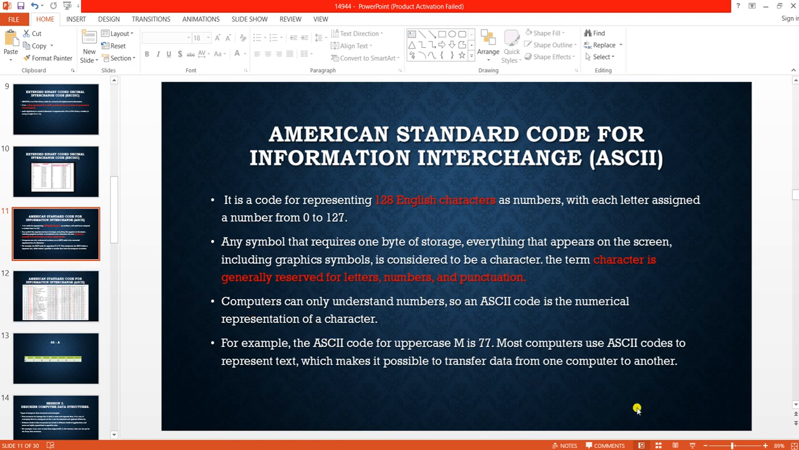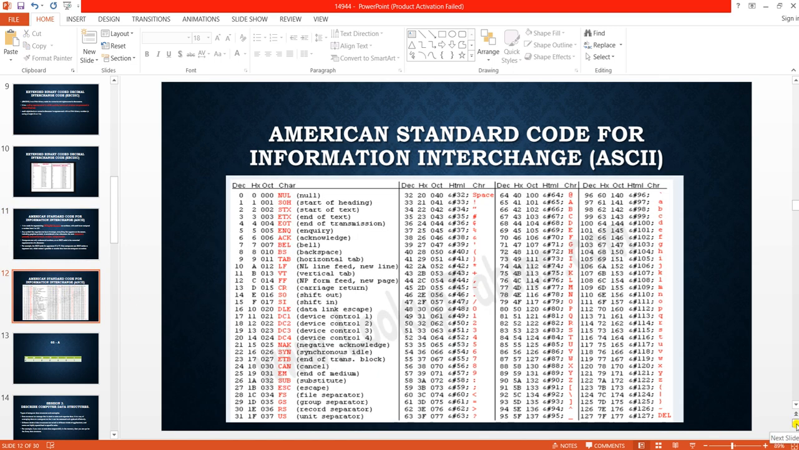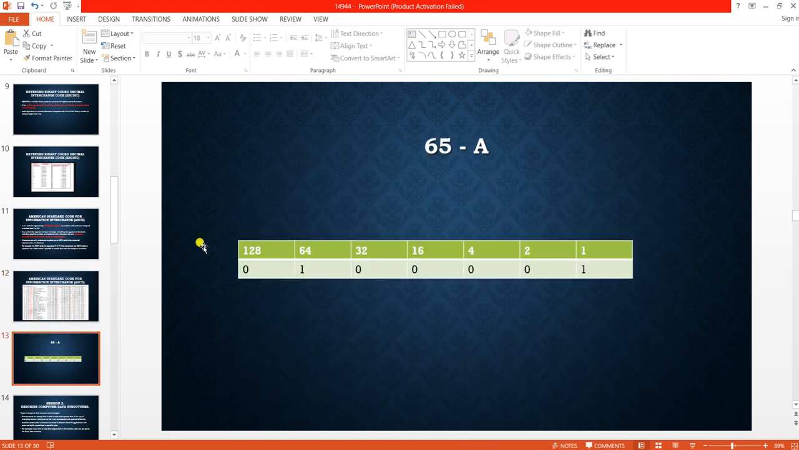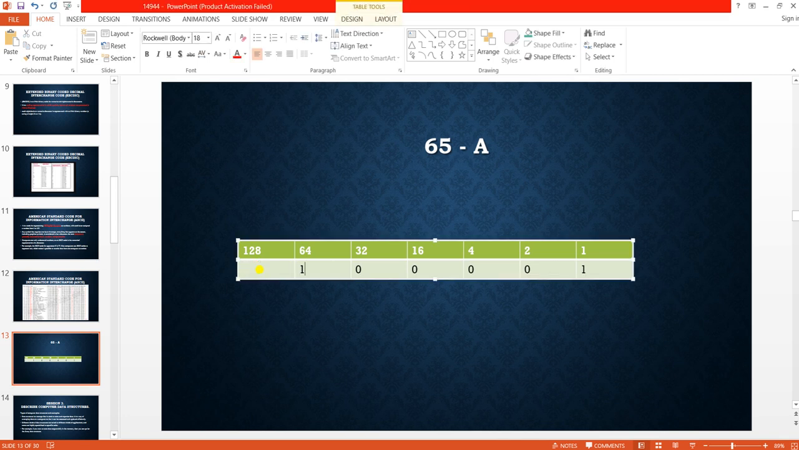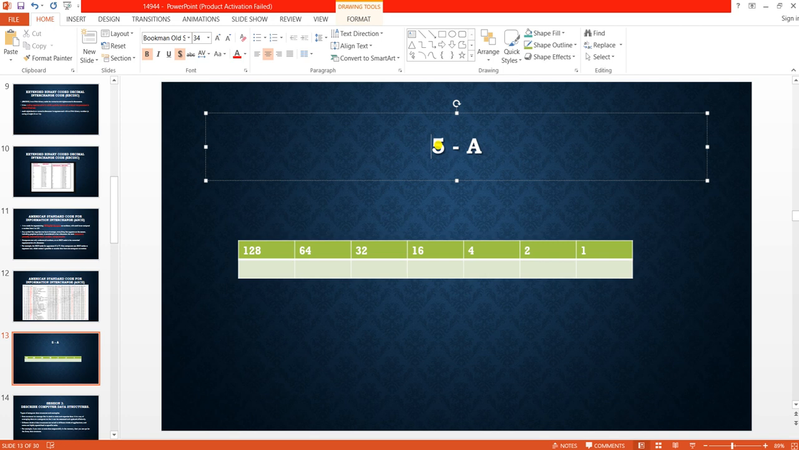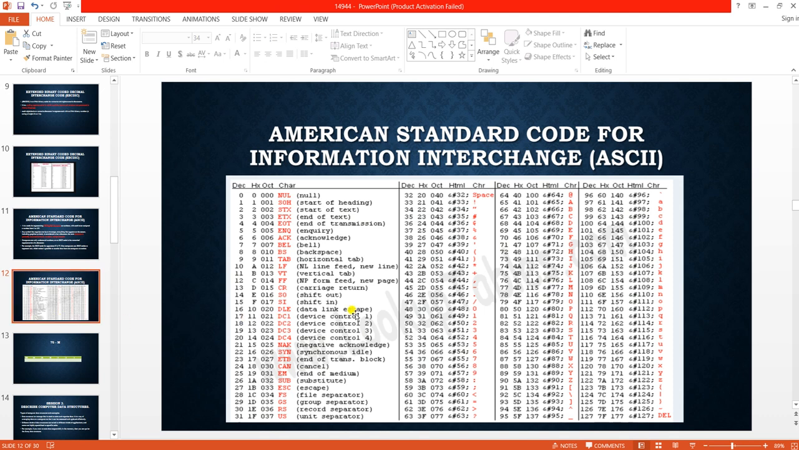Let's check slide 12, the number 77, and this is true. You can see 77 is the representation of the letter M. So let's try to convert 77 into binary code. How do we do that? First let's remove this. Let's check uppercase M, 77.